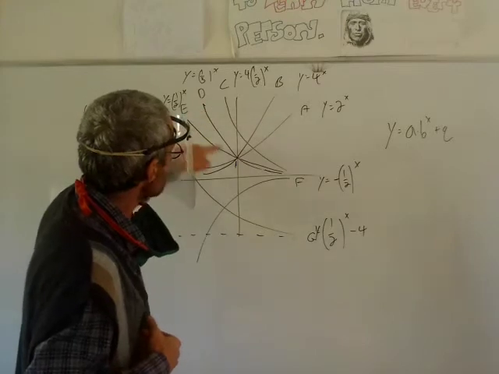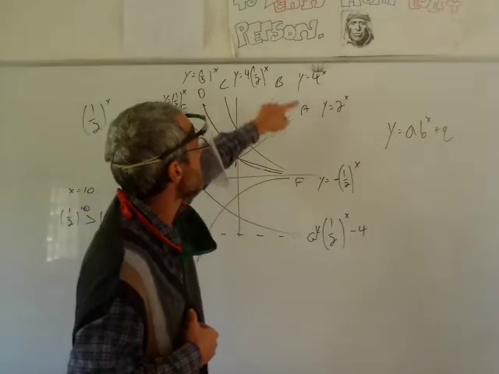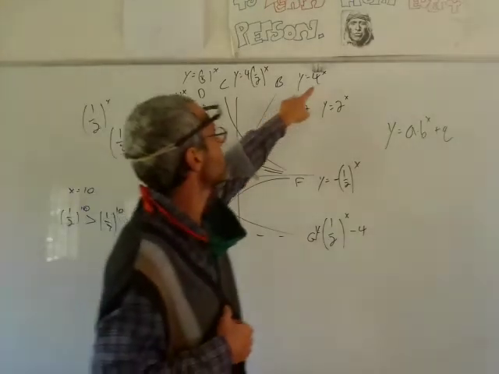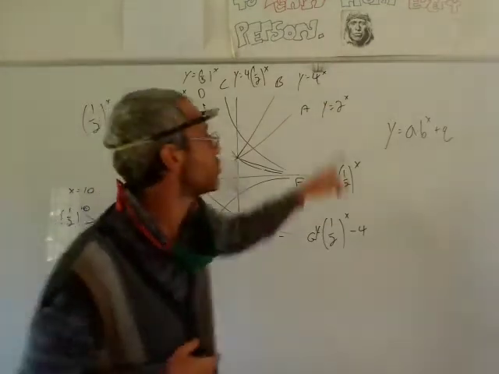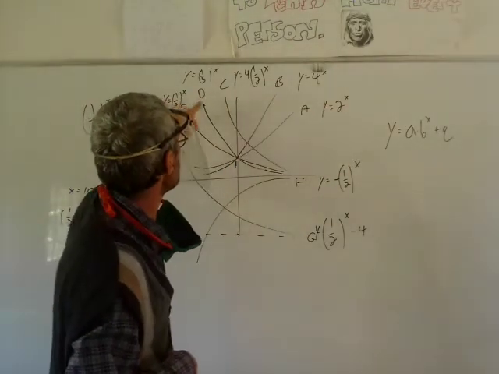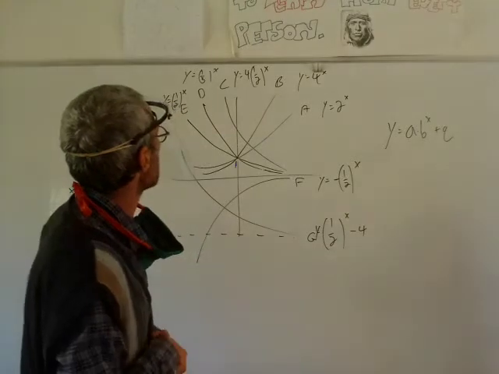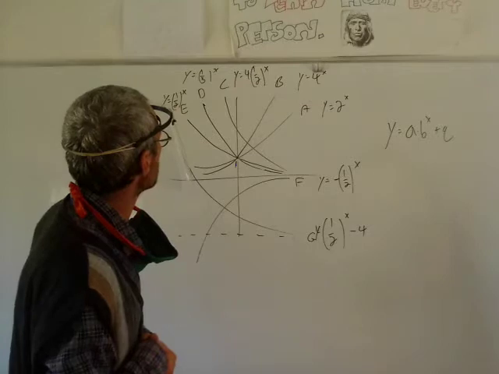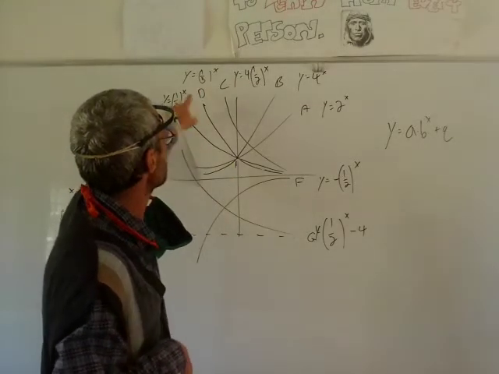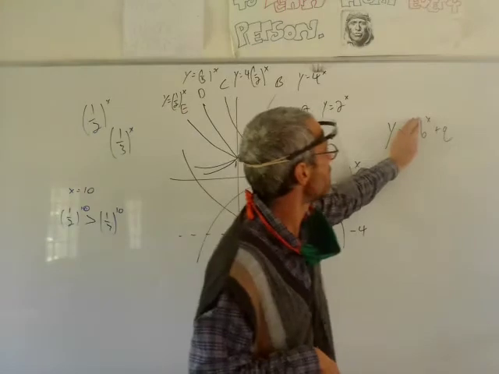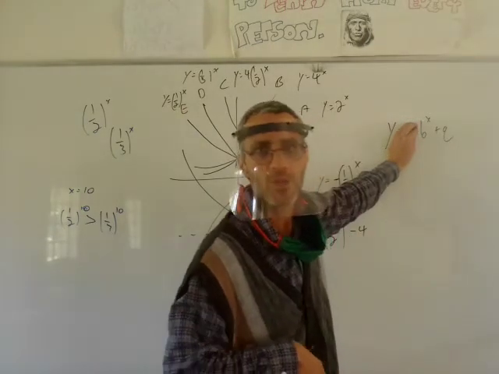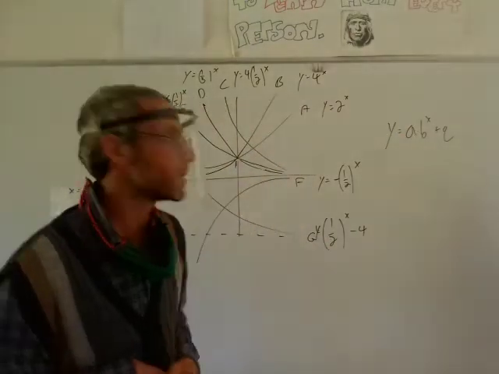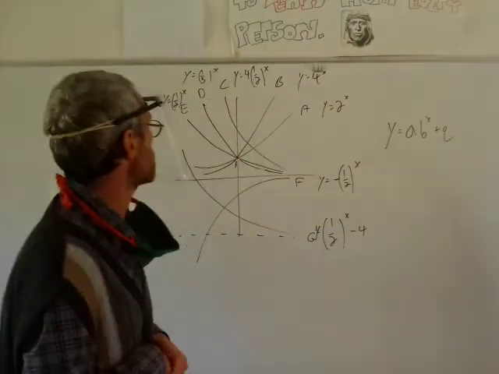Now D and E go through the same point that A and B are going through. And A and B are going through point 1. When x is 0, 4 to the power of 0 is 1. 2 to the power of 0 is also 1. So you can see these ones also go through the same point. So D and E will also have no A, or A will be 1. Because when A is more than 1, then you're going to have a different intercept. When A is 1, the y-intercept is going to be 1.